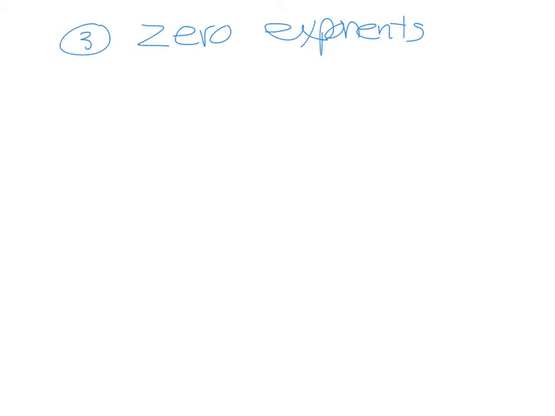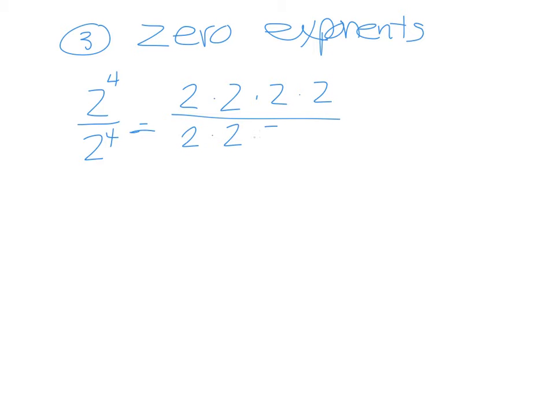The third thing that you have to learn is about zero exponents. And you did learn this last year, so you might remember, but I'm going to show you the long way. If I have 2 to the fourth over 2 to the fourth, that would equal 2 times 2 times 2 times 2 over 2 times 2 times 2 times 2. When you have the same thing on the top and the bottom, they cancel out, equaling 1. So this whole thing cancels out to 1 over 1, which is just 1.